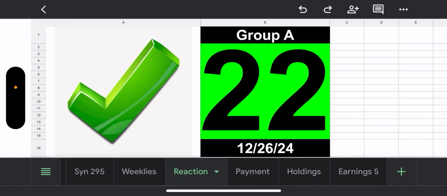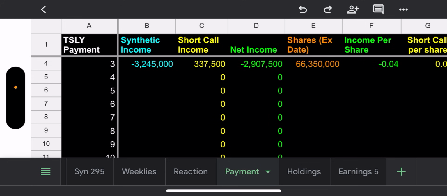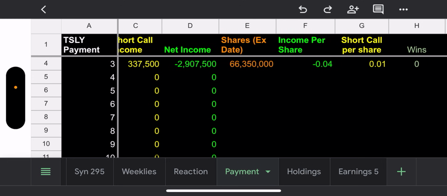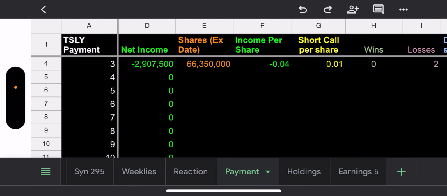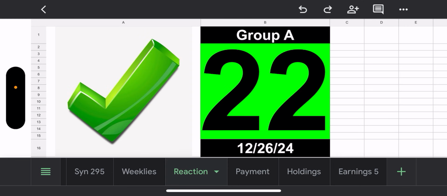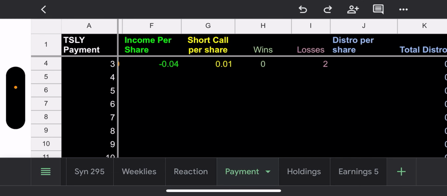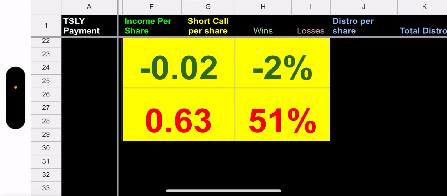Group A declares again in 22 days, one day after Christmas. So, Merry Christmas, baby. Synthetic income, 3.2 mil. Short call loss, 337,000, as we mentioned. So that's a net income of 2.9 mil. That comes to 4 cents per share. Again, it's still early. We got 22 days. So we got time. If we look at the IV, then we're talking 63 cents.